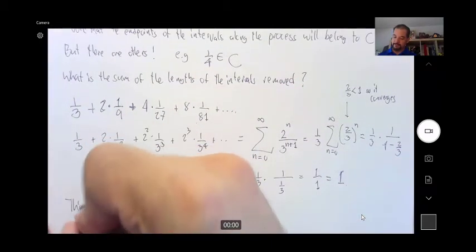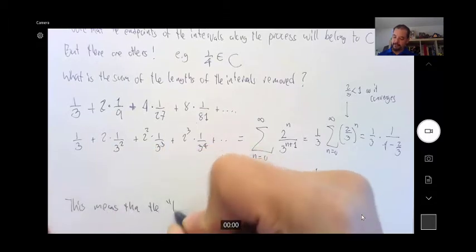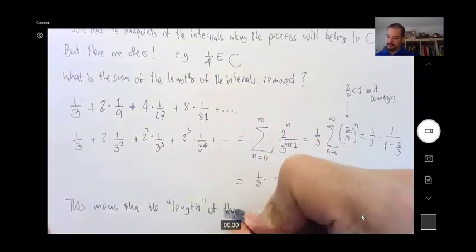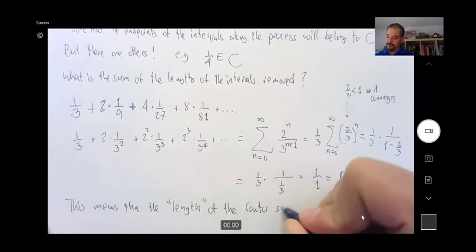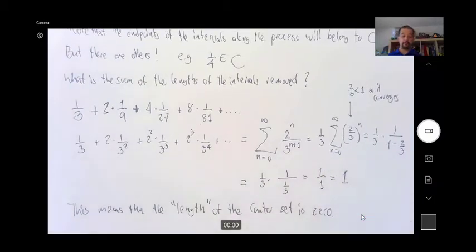So this means that the length, I'm putting it in quotation marks because we don't know exactly what that means, the length of the Cantor set is 0. And that's surprising, right? That is surprising.